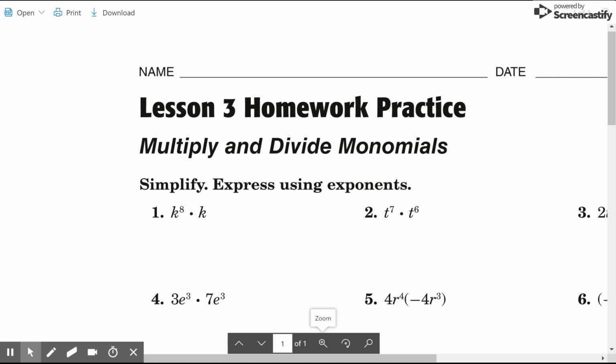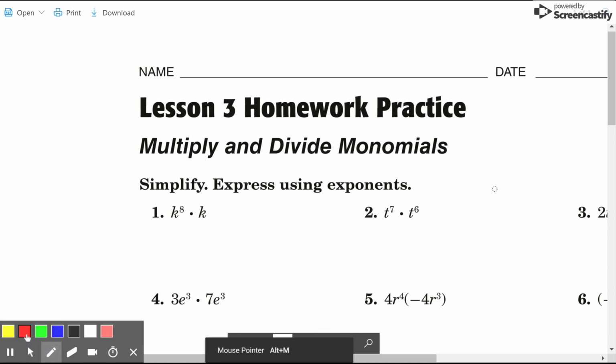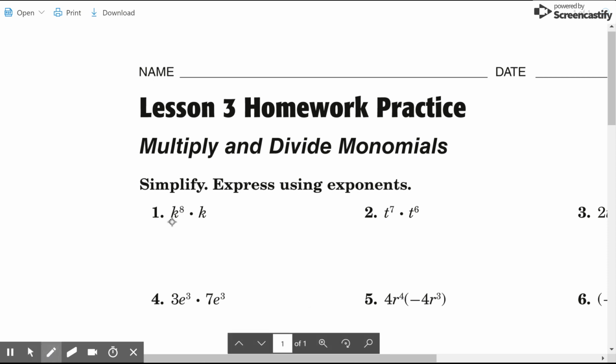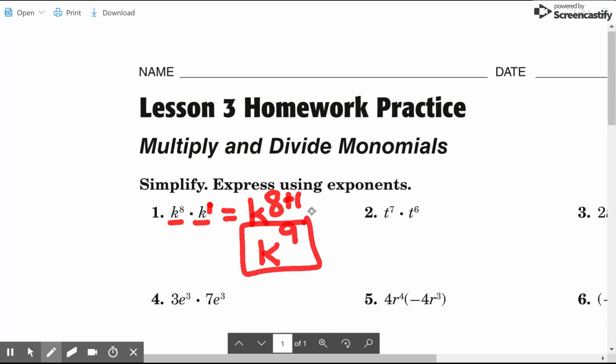All right, so now we're on to multiplying and dividing monomials. So if we look at number 1, we have k to the 8th power times k. And if you don't see an exponent, that means it's to the first power. So when you're multiplying the same base, you look at the exponents and you add them. So that would be k to the 8 plus 1, or k to the 9th power. Final answer.